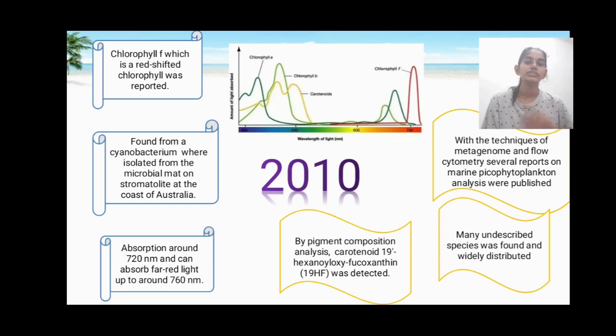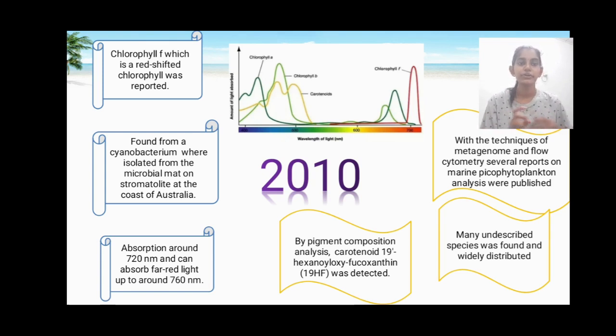At 2010, chlorophyll f, which is a red-shifted chlorophyll, was reported. It was found in a cyanobacterium isolated from the microbial mat on a stromatolite at the coast of Australia. This absorption occurs around 720 nanometer and can also absorb far-red light up to around 716 nanometer.